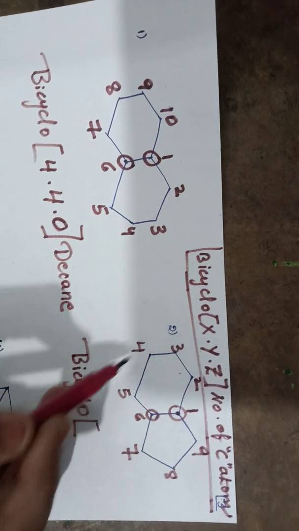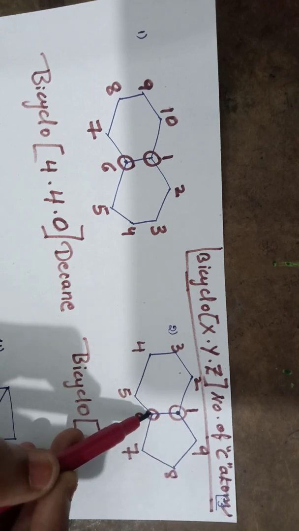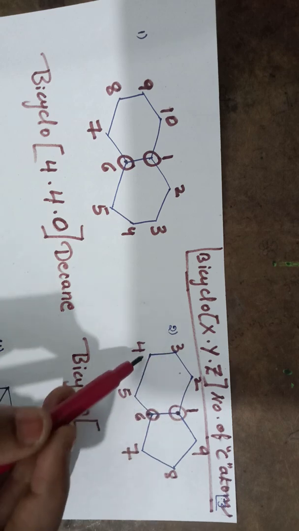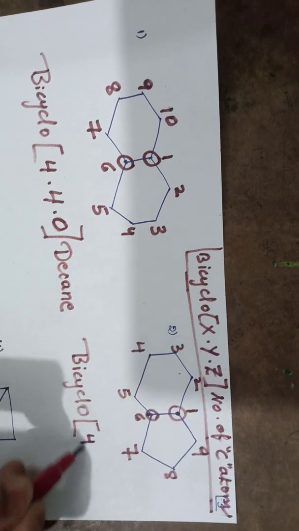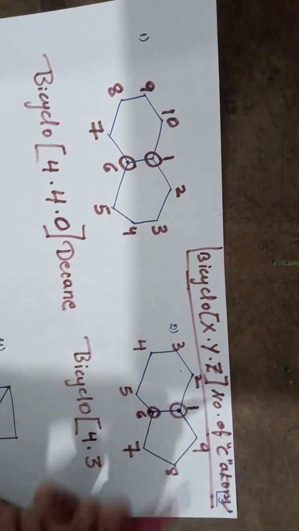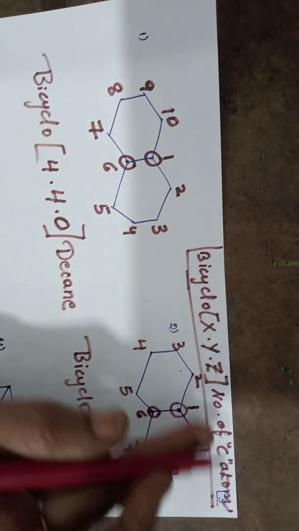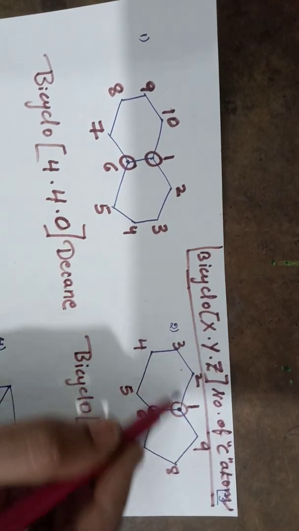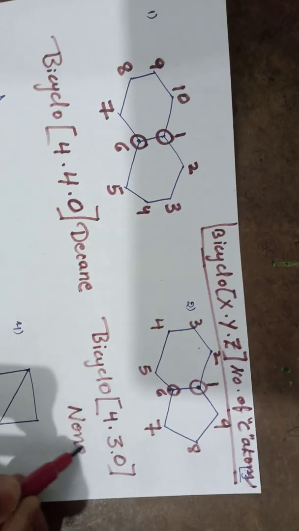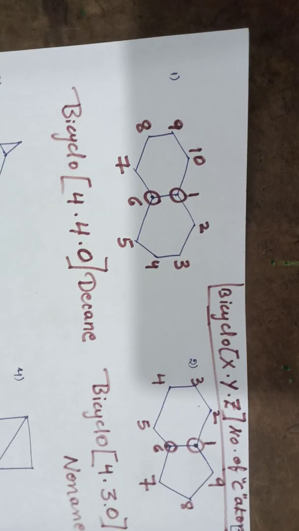Here total it contains 6 carbon atoms. Other than these 2 bridgehead carbons, it contains 1, 2, 3, 4. So 4. Here we are having 3. Is there any bridging here? No. So 0. What is the root word? Total number of carbons is 9. As there is no double bond or triple bond, simply we have to write it as nonane. Okay, is it clear?